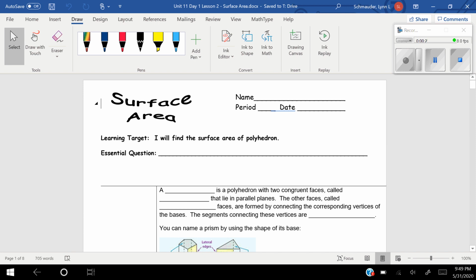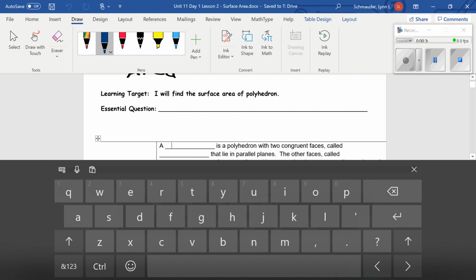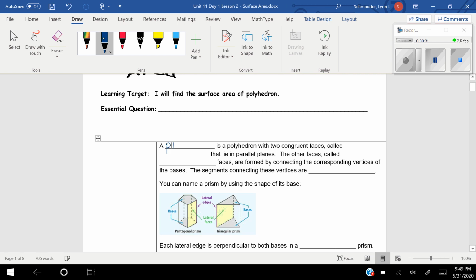I'm going to talk about prisms first. A prism is a polyhedron with two congruent faces called the bases that lie in parallel planes. The other faces, called lateral faces, and I think I used that terminology in the previous lesson, are formed by connecting the corresponding vertices of the bases. The segments connecting these vertices are called the lateral edges.